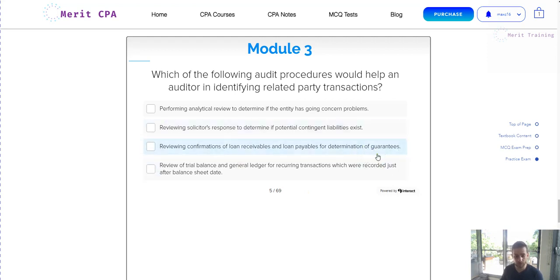Or alternatively, looking at the guarantees as well. So there might be someone who is a related party actually guaranteeing one of those loans. But we'll come back to that one.